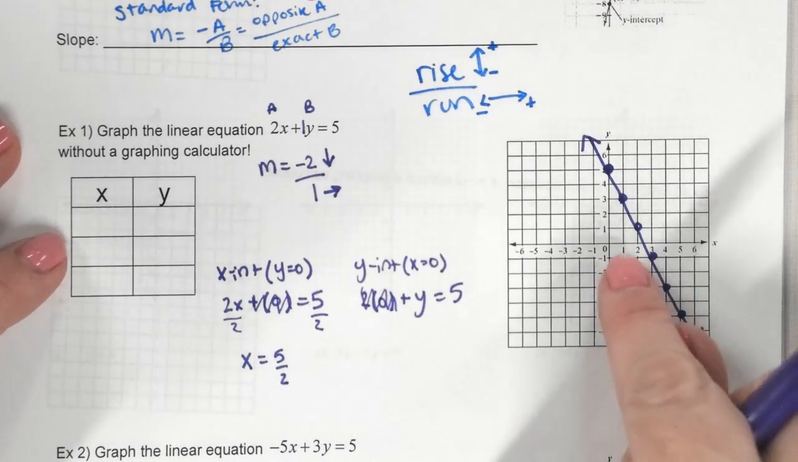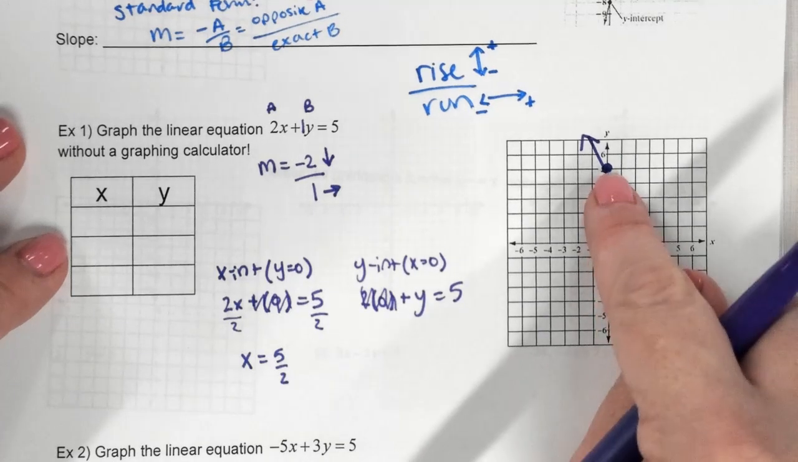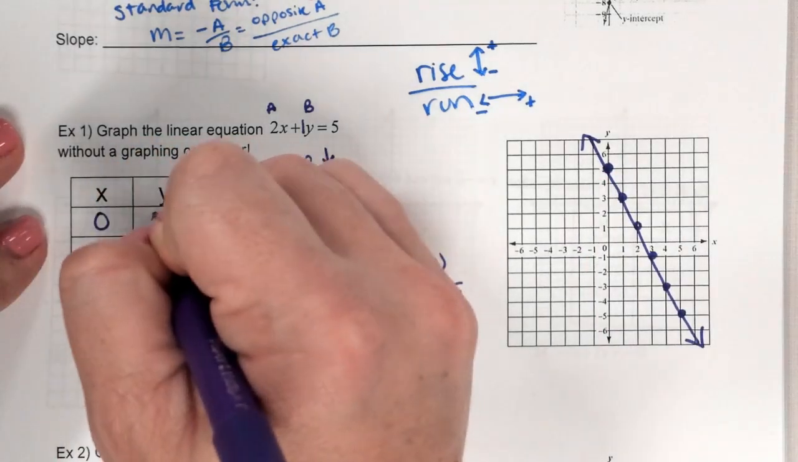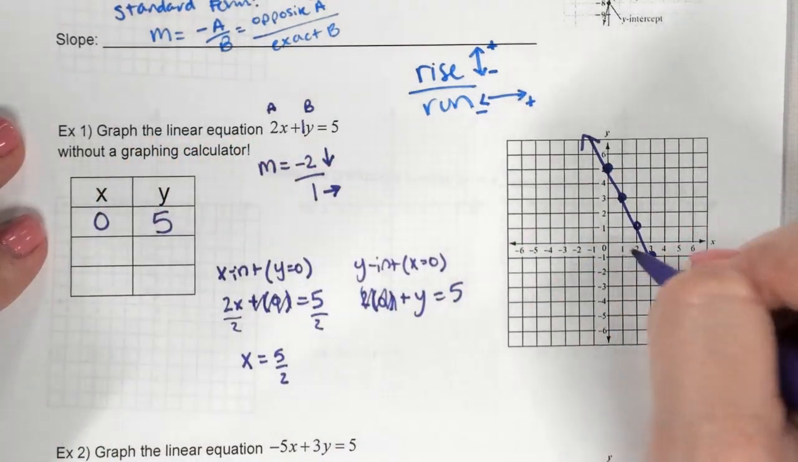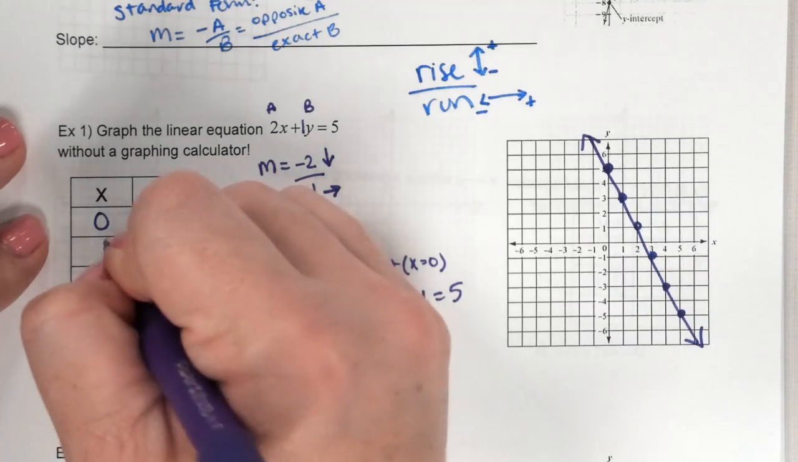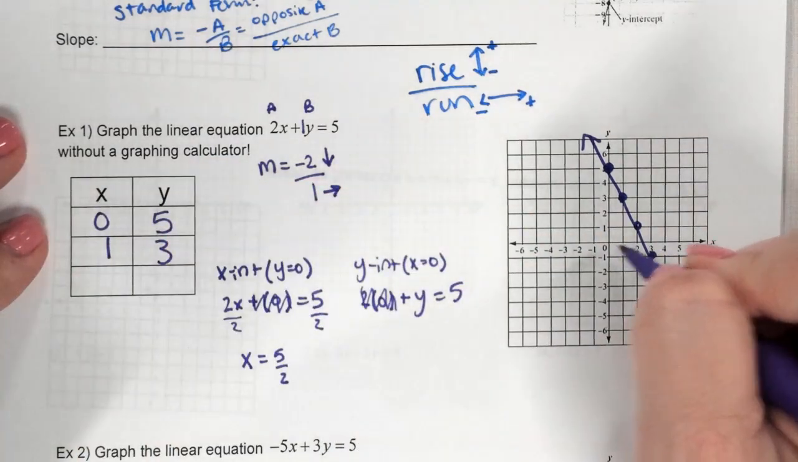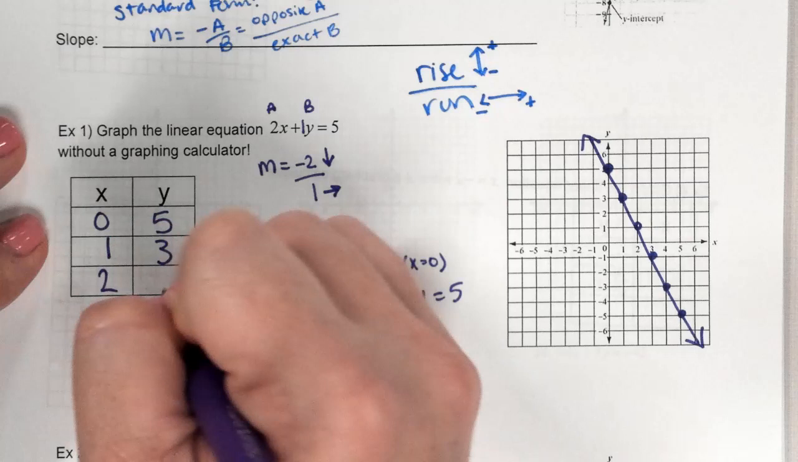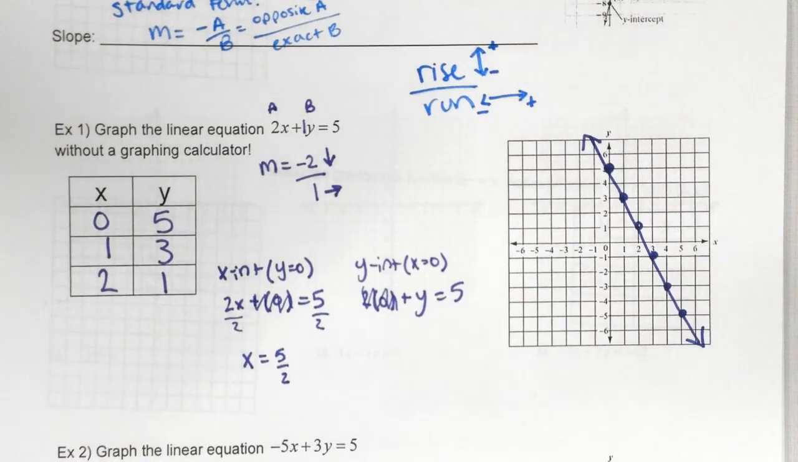Now we have a table. We can go ahead and pick some points from our table. So 0, 5 was our first point. We can do 1, 3. And we could do 2, 1. Any questions with that? Okay, so let's try another one.